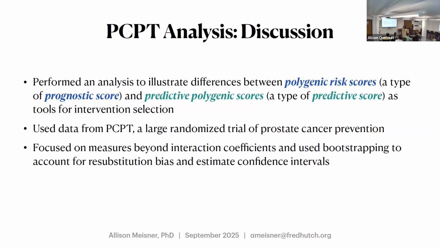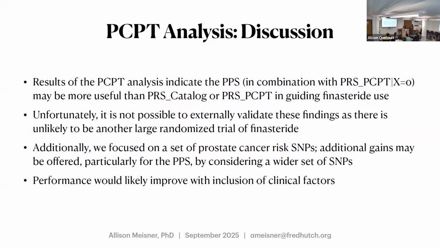clinically. But importantly, we focus on measures beyond interaction coefficients and use bootstrapping to account for resubstitution bias for most of the measures and estimate confidence intervals. And I think it's good to see that in the last few years there's been more interest in making these comparisons and coming up with measures that are specific to predictive scores to evaluate them. And so I think it's important to incorporate that and not just rely on interaction coefficients.